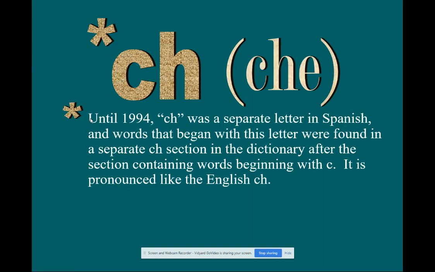Che. Until 1994, CH was a separate letter in the Spanish alphabet, and words that began with the letter were found in a separate CH section of the dictionary, after the section containing words beginning with C. It is pronounced like the English CH, che. Charro, muchacho, chimichanga, chica.